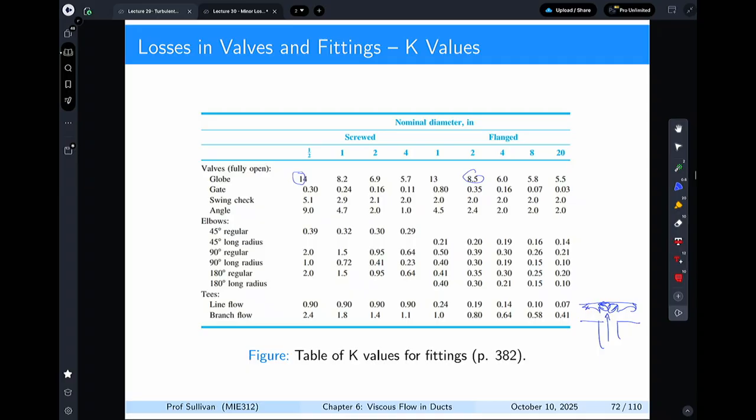Elbows, 180 degrees, actually not too bad. 45 degrees are worse, and 90-degree regular is pretty bad. And one of the things you want to pull out from a table like this is to understand, or to sort of accept, that these are the numbers that make sense in terms of what's happening.